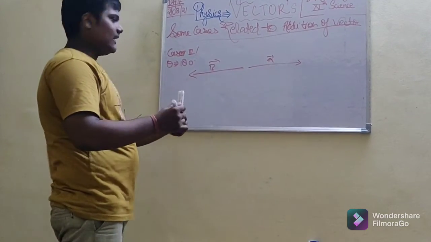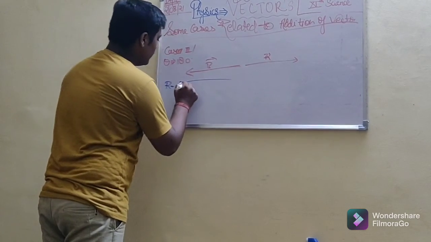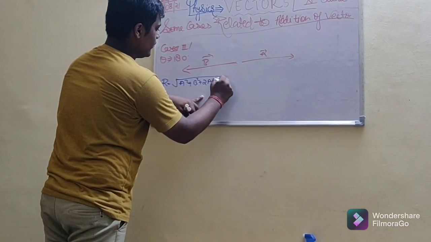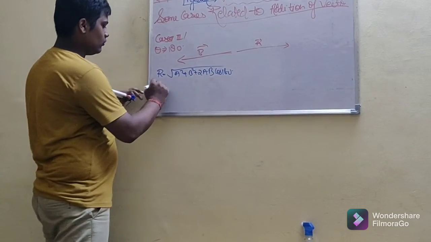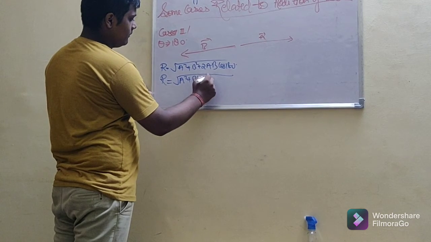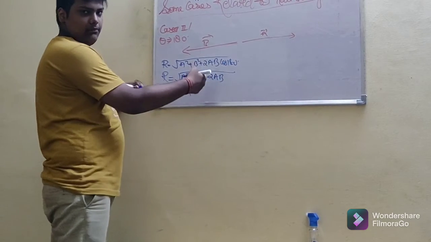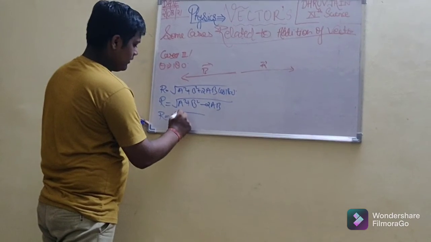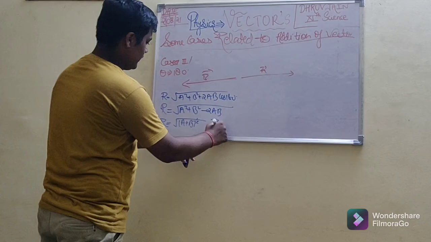Now we will simply apply that formula only. The magnitude of the resultant is root of a square plus b square plus 2ab cos 180 degree. And as we know, the value of cos 180 degree is -1. So it will give us a square plus b square minus 2ab, because minus one and plus gives minus. So it will be equal to root of (a minus b) whole square. It will cancel the root and square.